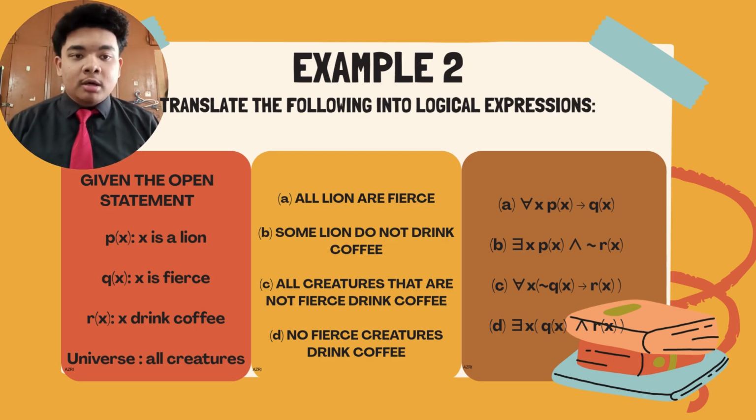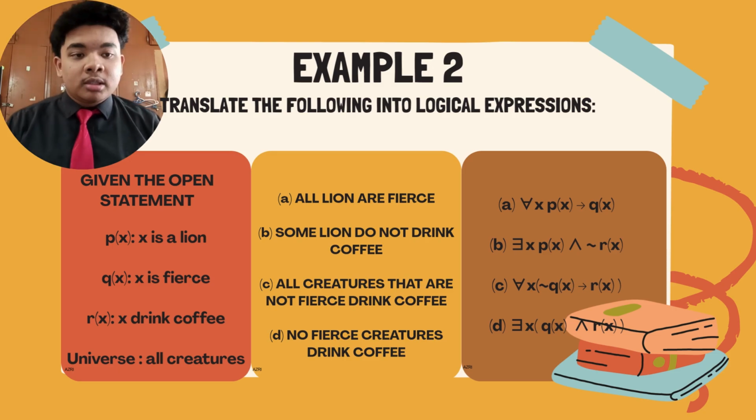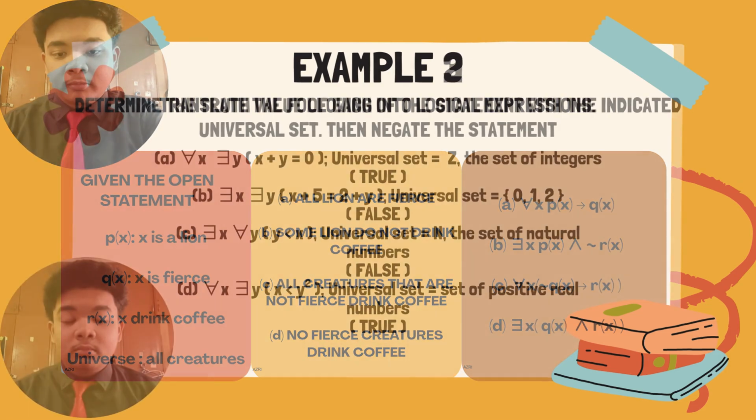And for question C, all creatures that are not fish drink coffee, and we can use for all x, bracket negation Qx implies Rx bracket. And for question D, no fish creatures drink coffee, and we can use there exists x, bracket Qx and Rx bracket.